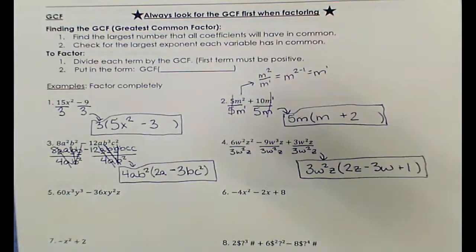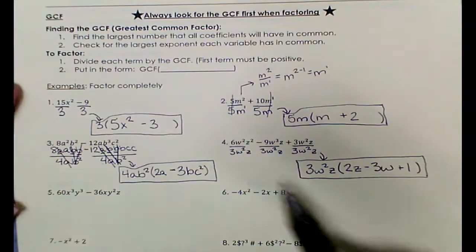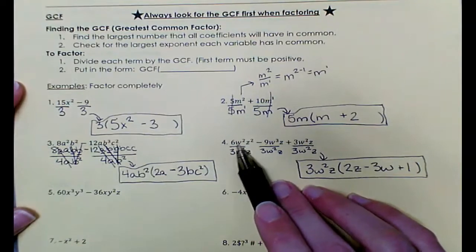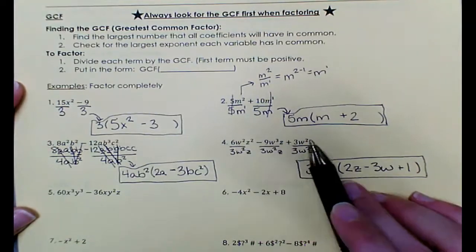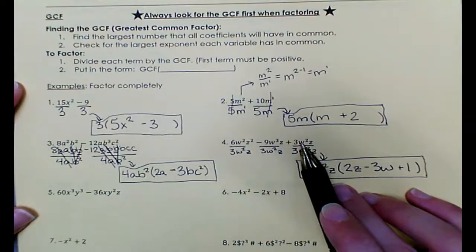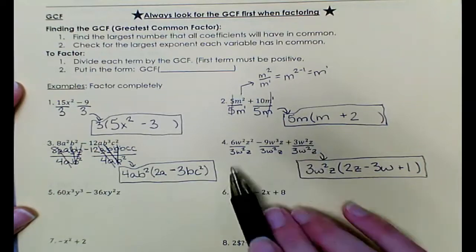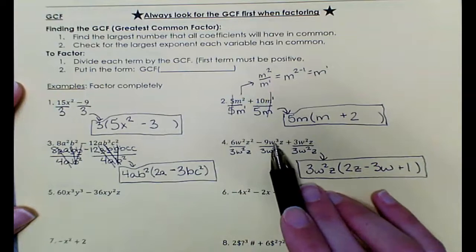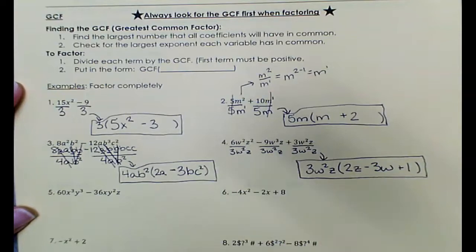So on number 4, coefficients are 6, negative 9, and 3. All of those numbers are divisible by 3. I look at the W terms. This has 2 W's multiplied by each other. This has 3 W's. This has 2 W's. So each term has 2 W's that they could give. They don't each have 3. Only this one has 3. But they all have at least 2 they could give.